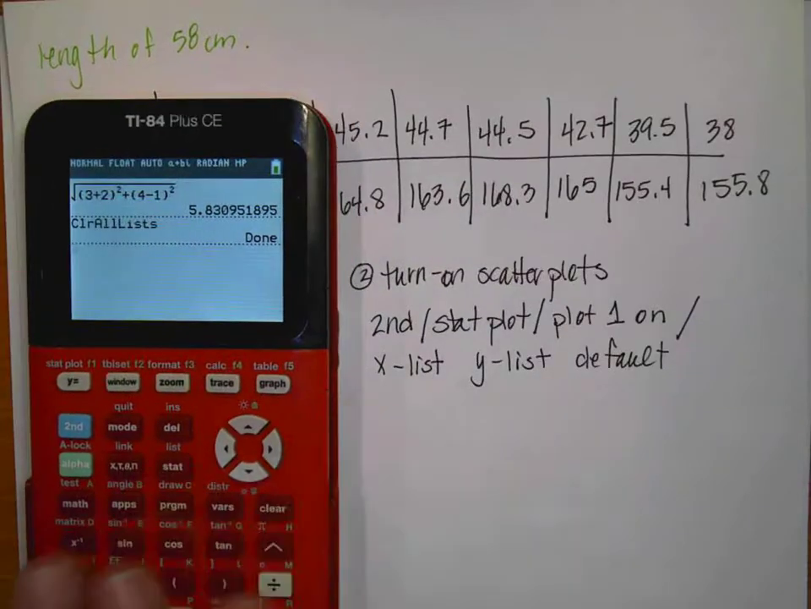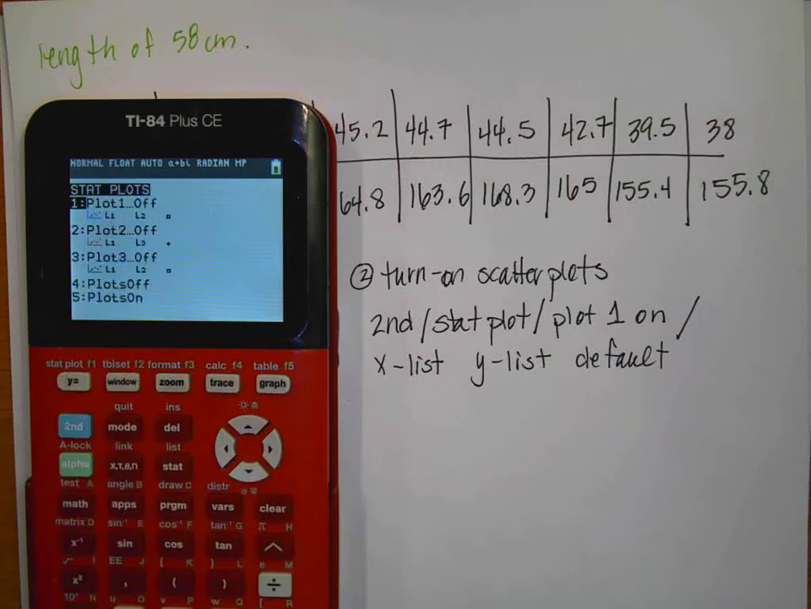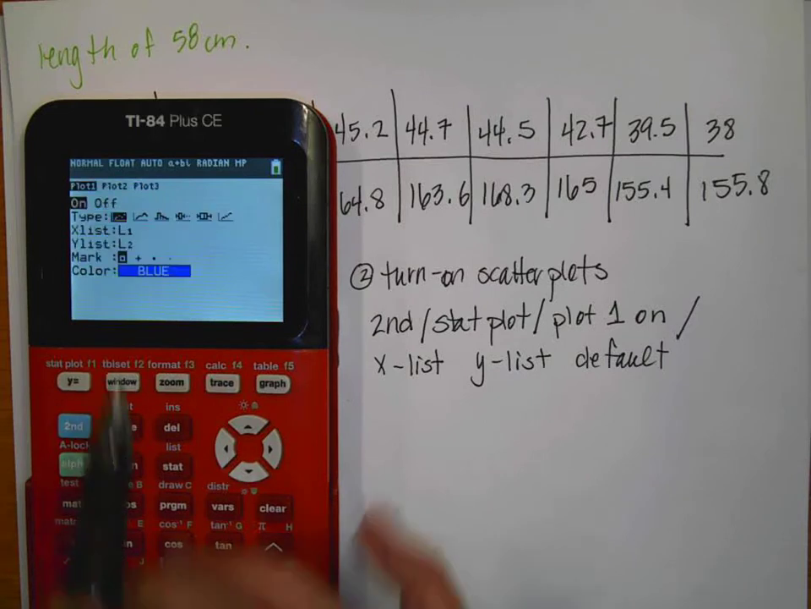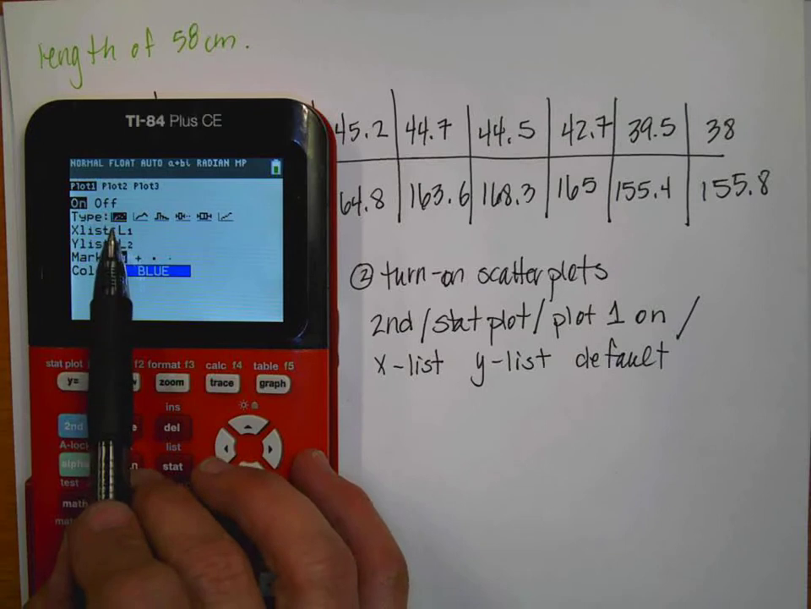This is what we're going to see when we get there. So if I put my handy dandy grapher right here, I'm going to do second stat plot, and notice that all of them right now are turned off. You only want one turned on, so I'm going to go to the first one and I hit on.